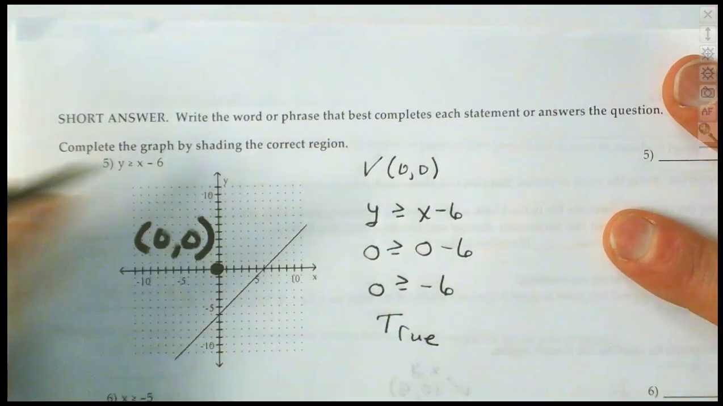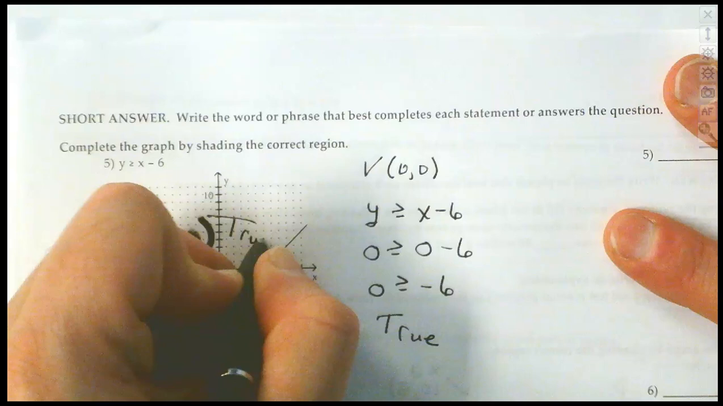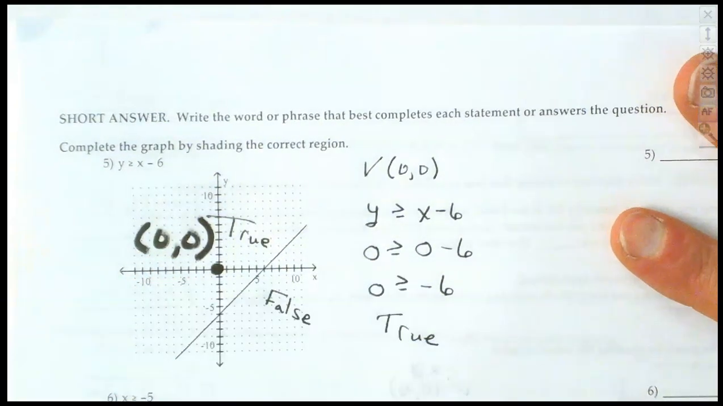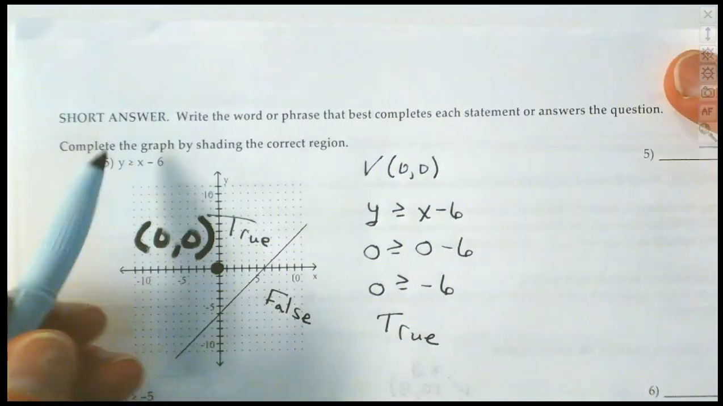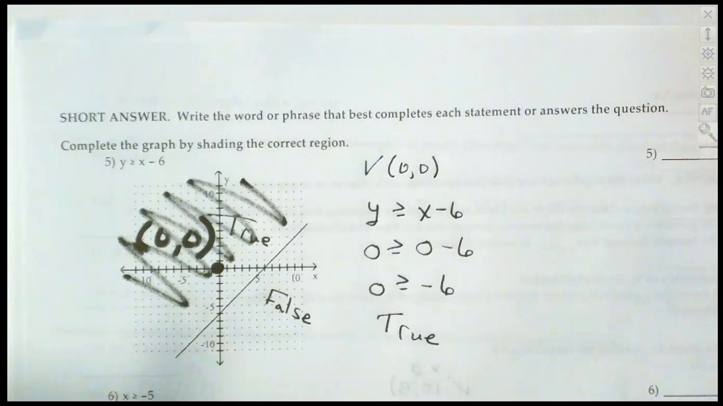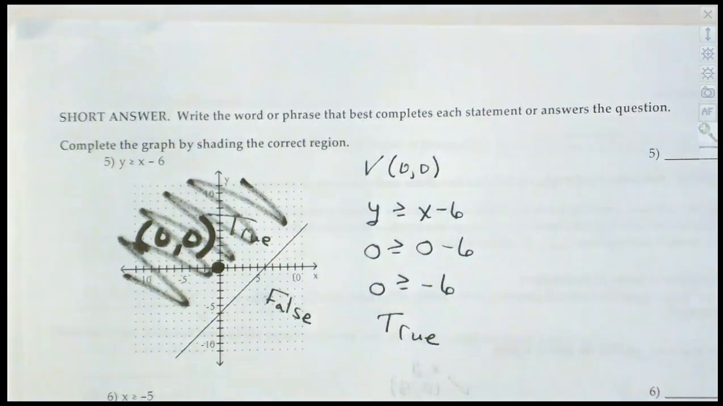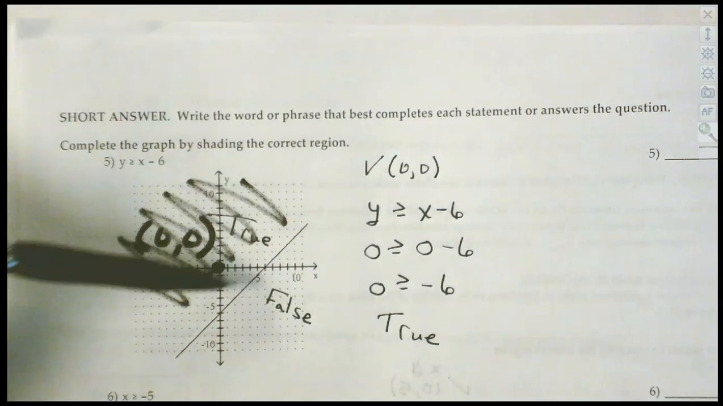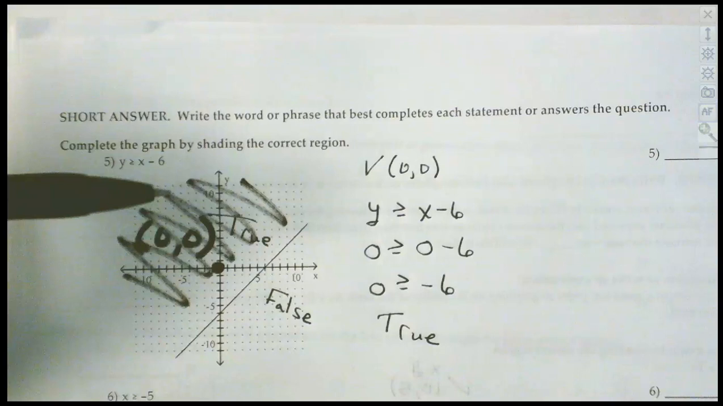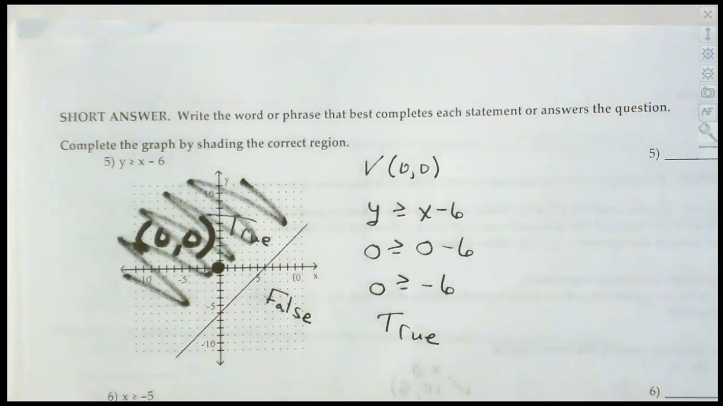So that means this half is true. The opposite half has to be false. And where do we shade? The true half, which in this case is right here. So there is your answer on that one. You would just shade above. The line was already done. All you had to do was pick a point, and we could use (0, 0) because it was not on that line.